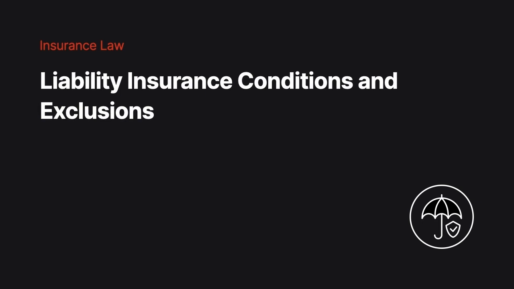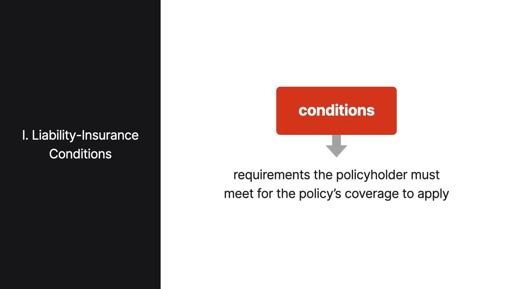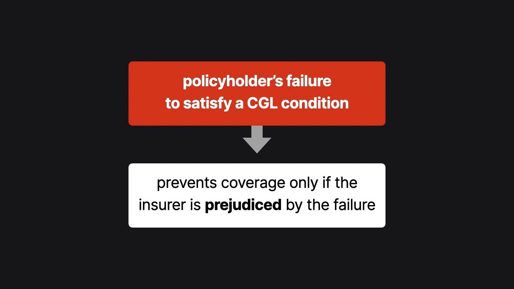In this lesson, we'll look at some common CGL policy conditions and exclusions, which reduce that potential coverage to the policy's actual coverage. Let's start with liability insurance conditions. Conditions are requirements that the policyholder must meet for the policy's coverage to apply. However, by itself, a policyholder's failure to satisfy a condition doesn't necessarily prevent coverage. Usually, the policyholder's failure to satisfy a condition prevents coverage only if the insurer is prejudiced by the failure.